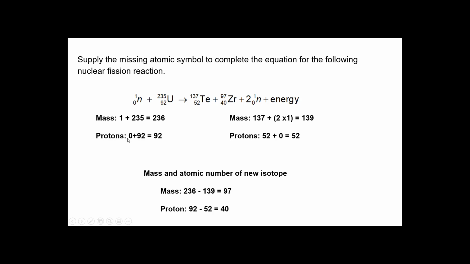Now let's look at the protons. We have 0 and we have 92. So we have 92 protons on one side of the arrow. Now if we look at the other side, remember we're skipping this here, and we have 52 plus 0, which is 52. So now we have the mass and, excuse me, the atomic number of our new isotope. If we look it up on the periodic table, we can see it's right here. There's 97 and 40, and we can add that in.